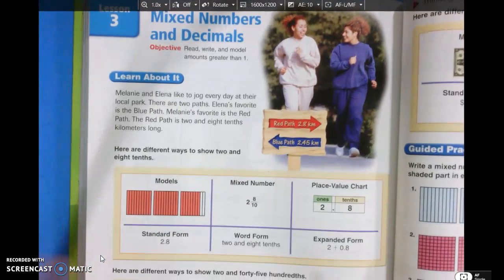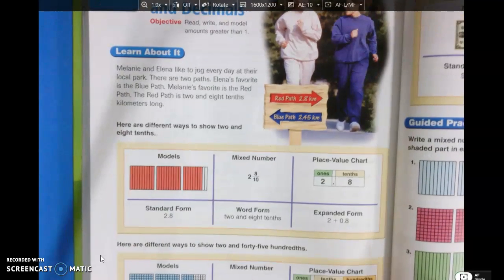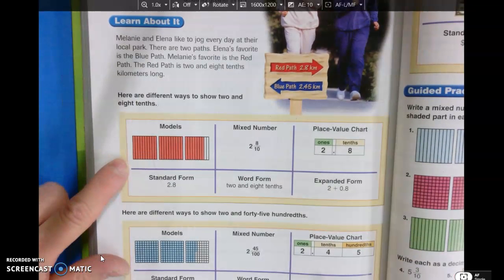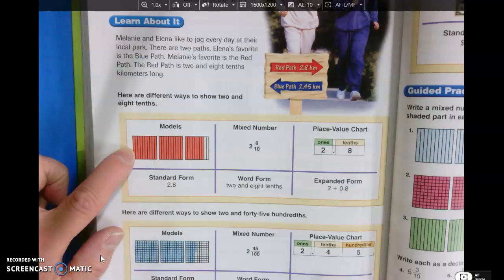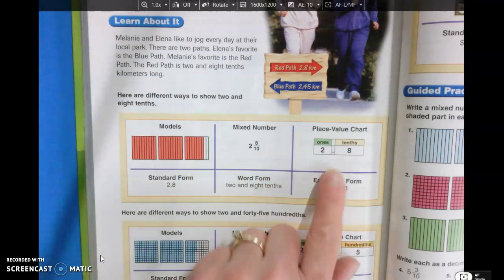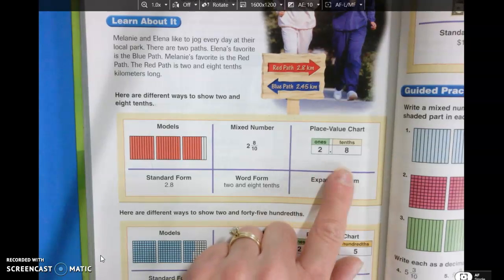I'd like for us to start with looking at a few pictures from our math book, because they are nice, colorful examples of what we're talking about. So let's just jump down to, there's some different ways to show these numbers. Of course, we can see our model, and I see the tenths. So my mixed number will have 10 in the denominator. My place value chart is 2 8/10.